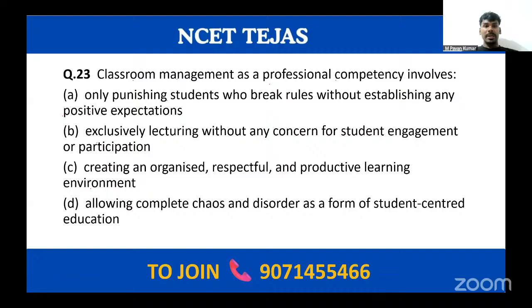Question number 23. Classroom management as a professional competency involves option A, only punishing students who break rules without establishing any positive expectations. Option B, exclusively lecturing without any concern for student engagement or participation. Option C, creating an organized, respectful, and productive learning environment. Or option D, allowing complete chaos and disorder as a form of student-centered education.